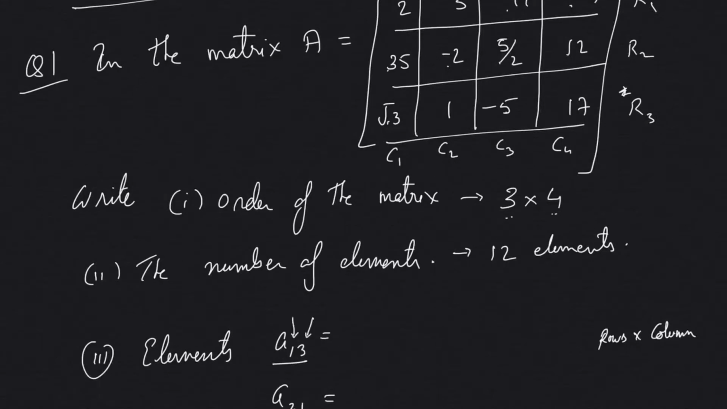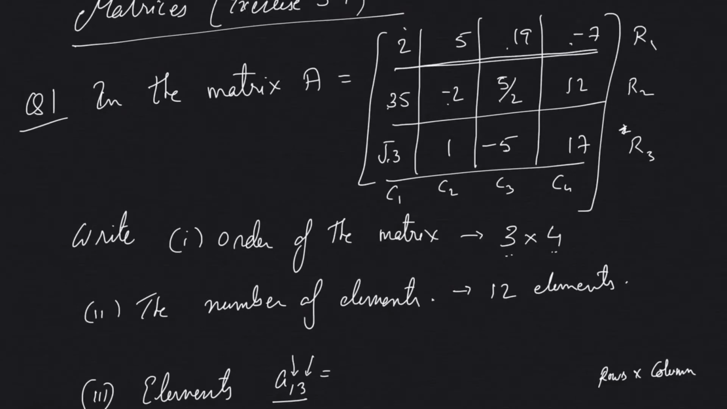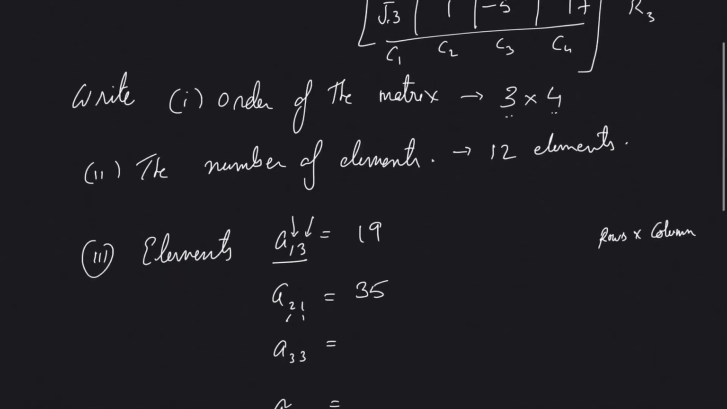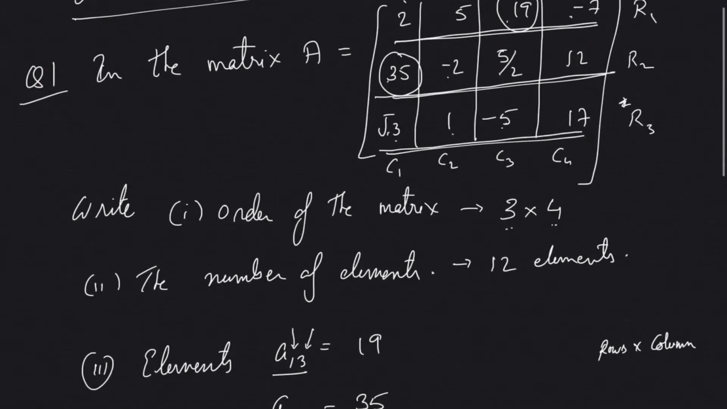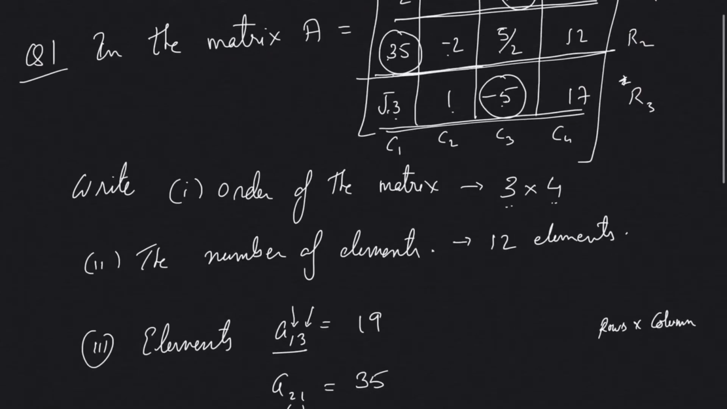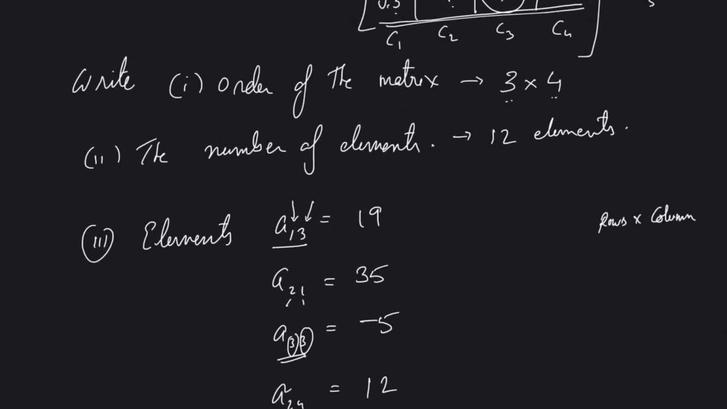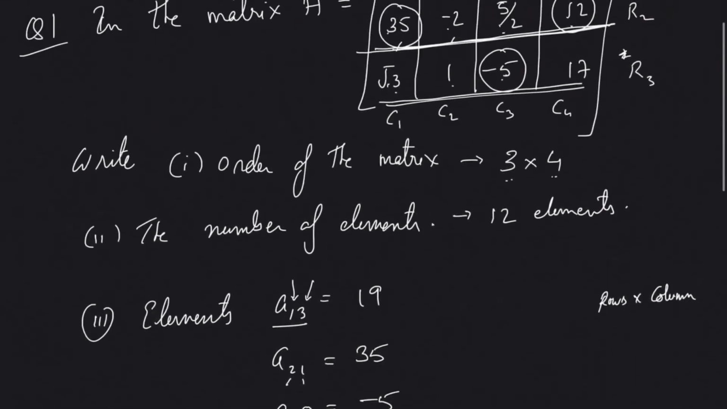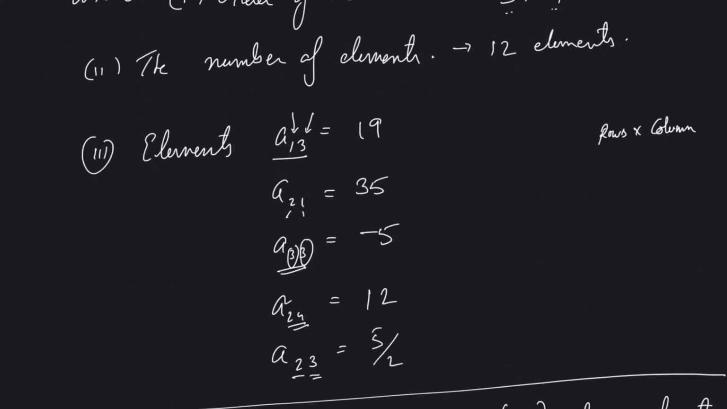A13 represents the element in the first row, third column. So first row, find the third column: first, second, third. So in the first row, third column, we have the element 19. Next, A21. That is second row, first column. A35, third row, third column: first, second, third. That is minus 5. Next, A24, second row, fourth column: first, second, third, fourth. That is 12. And the last one, A23, second row, third column: first, second, third column. That shall be 5 by 2.